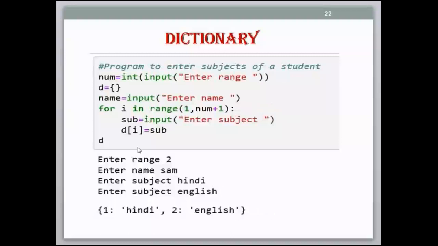Here I have changed the program a little bit and you can see the result. Like before, I have taken a number for range, then d for dictionary, then name, and then how many subjects you want to enter for a particular child. For that I have used the loop. Subject equals input enter subject. So the user will enter the name of the subject and then on every index it will get stored as the value. So if I enter range 2, enter name Sam, then enter a subject, you can write any subject name, then again a subject name. What will happen? It will store like this: on 1 Hindi and the second subject is English.